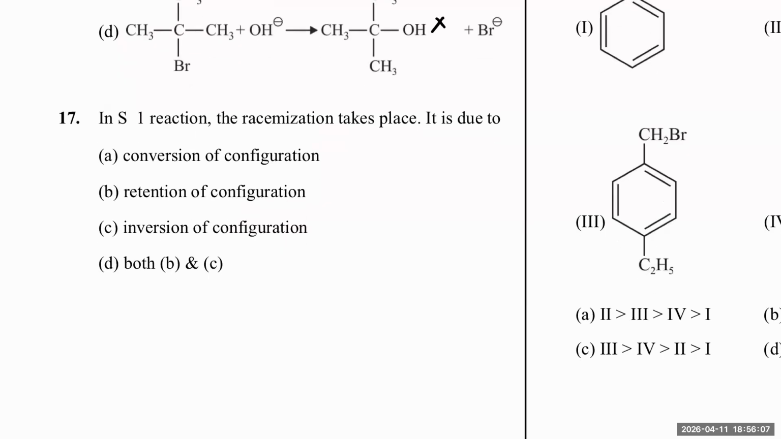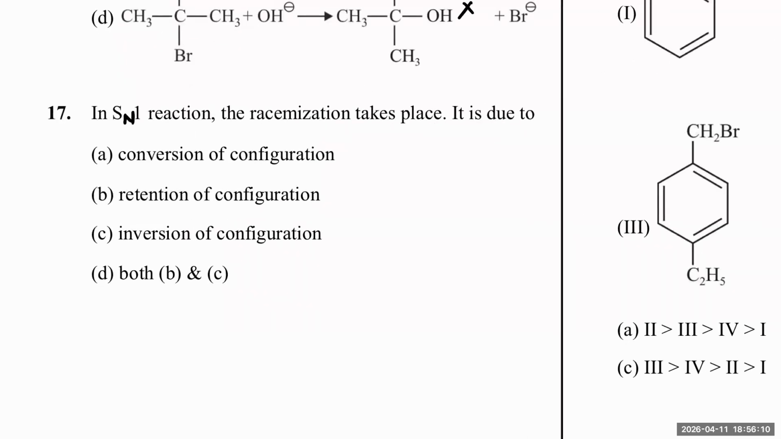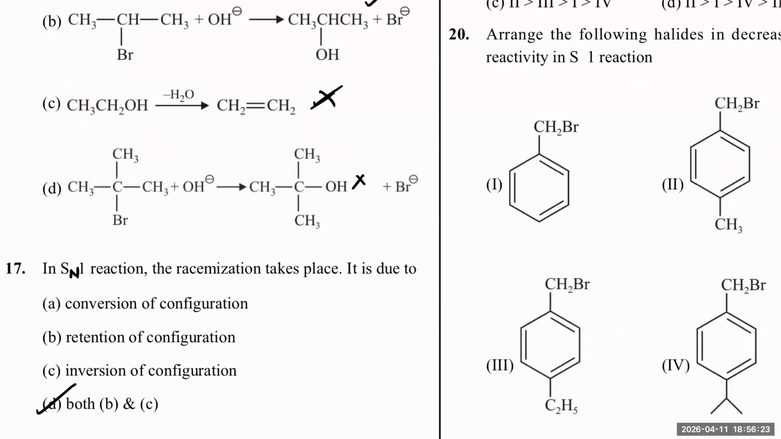Next. Check out, in SN1 reaction, the racemization takes place. It is due to... Racemization is because of the inversion as well as retention product. So that is B and C. Next.